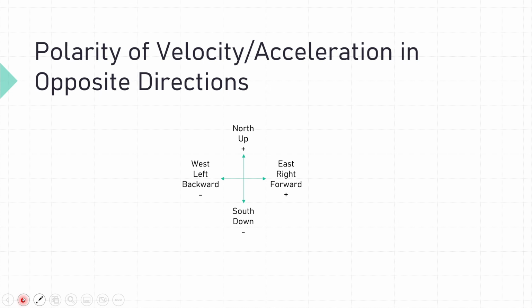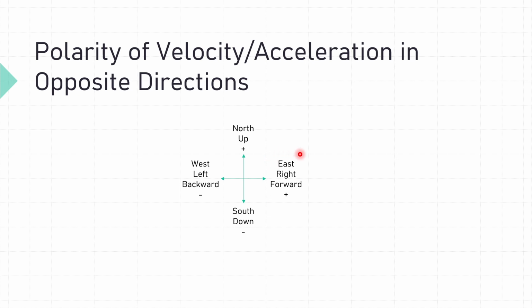Now we may get a few different terms used to describe directions in a problem, but generally speaking, you might find terms like north, south, west, east, up, down, left and right, and possibly even backwards and forwards as well. Now there's a general pattern. Anything that's going north or up is positive. Anything that's south or down is considered to be a negative velocity or a negative acceleration.